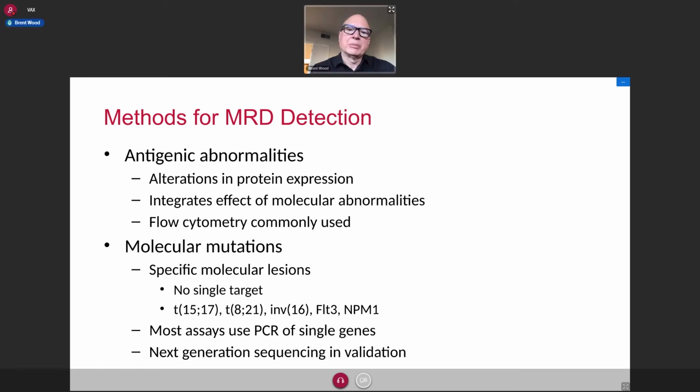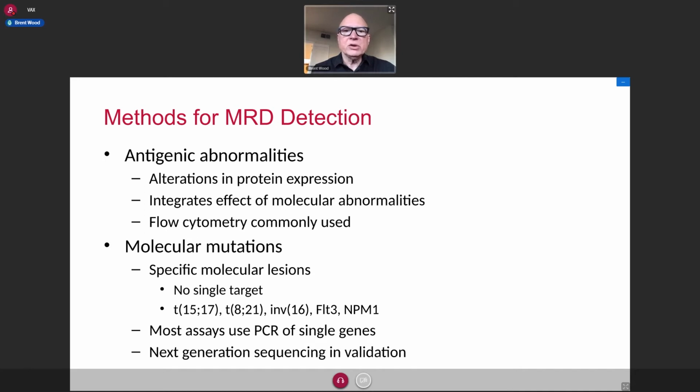The other way to approach this problem is to look for the presence of molecular mutations. In other words, go right to the source where we know cancer originates based on the presence of specific molecular mutations. The problem, particularly in AML, is that there's no single target of which to design an assay. There's a wide range of different types of mutations that have been described, as you'll see a little bit later. And so single assays can't really be developed except for small subgroups of patients. Currently, those include patients with APL that have the 15;17 translocation, patients with the 8;21 translocation, NPM1 mutation, etc. Hence, to date, most of these assays have been PCR-based assays looking at single genes.